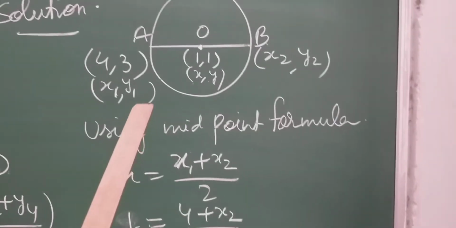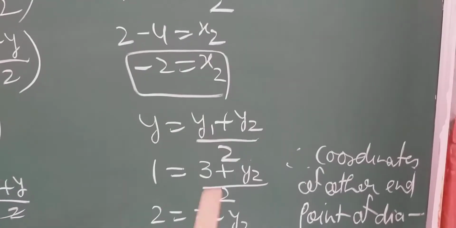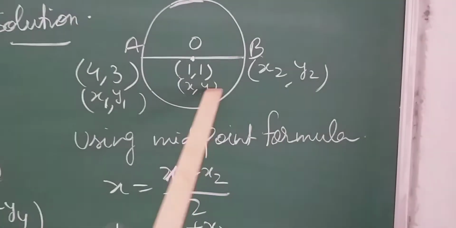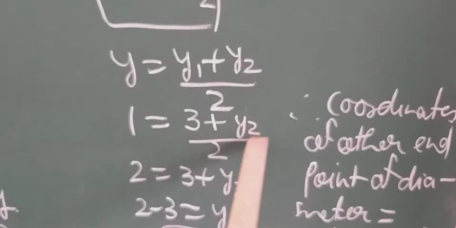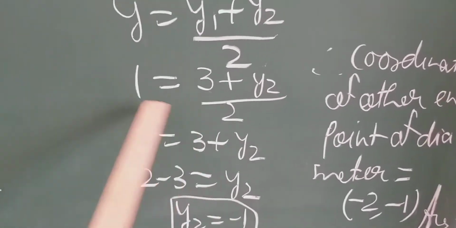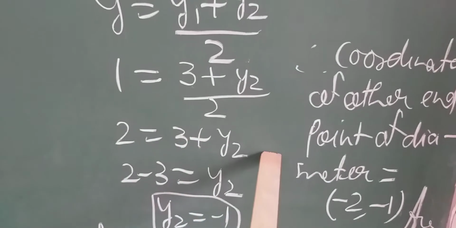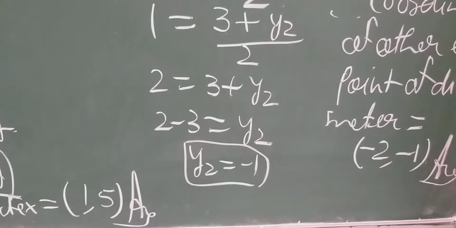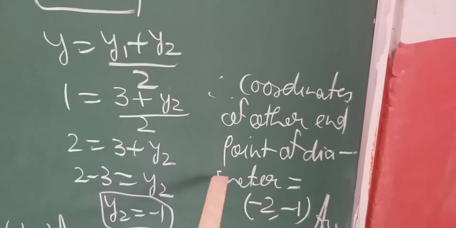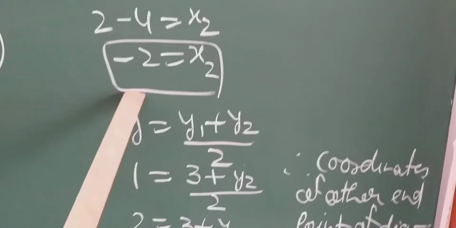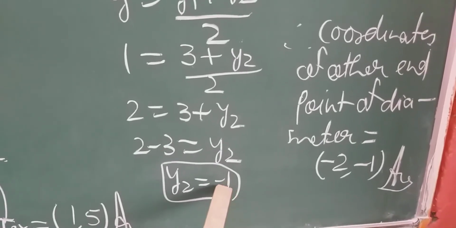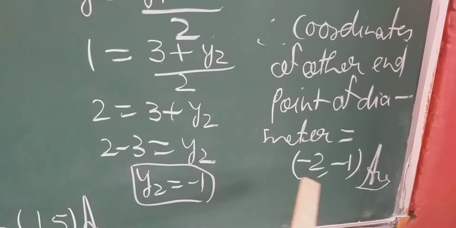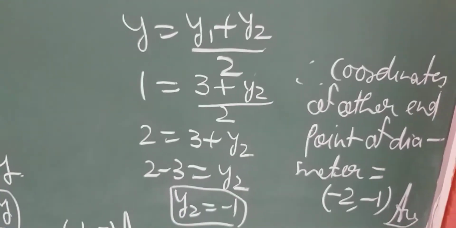Now for y, student, y equals (y1 plus y2) upon 2. y value 1, y1 value 3, y2 value y2. So 1 equals (3 plus y2) upon 2. Cross multiplication: 2 equals 3 plus y2. 2 minus 3 equals y2. y2 equals minus 1. So the coordinate of the other end point of the diameter, x2, y2 value, is minus 2 and minus 1. This is the coordinate of the other end point of the diameter. Okay students.